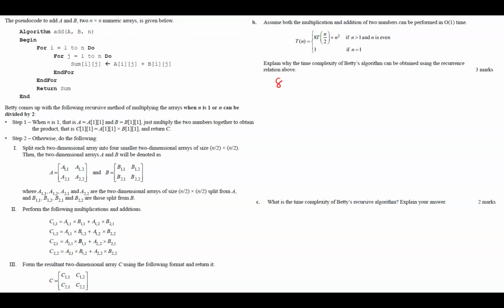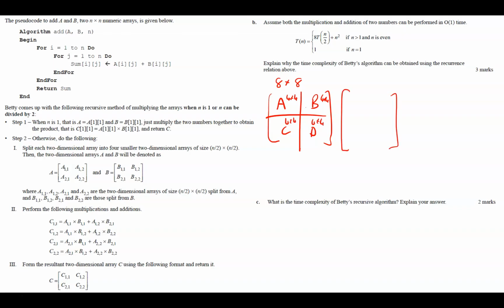So let's say we have an 8 by 8 matrix. So it's 1, 2, 3, 4, 5, 6, 7, 8, etc. We're going to split this down into 4 by 4 matrices. So we're going to have A, B, C, and D, and each of these is a 4 by 4 matrix. And we're going to be multiplying this by another 8 by 8 matrix. So E, F, G, H.